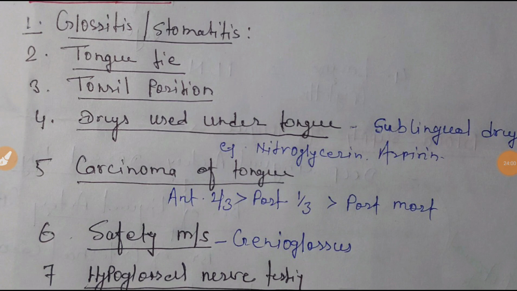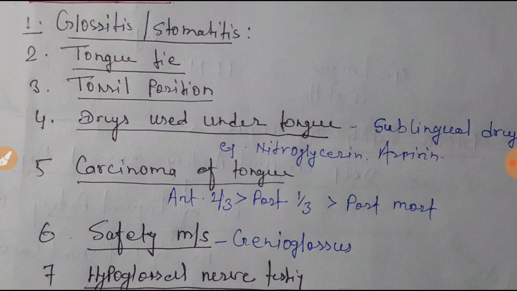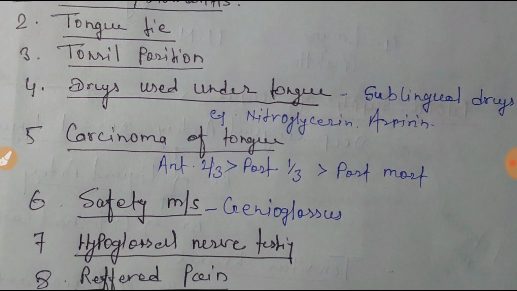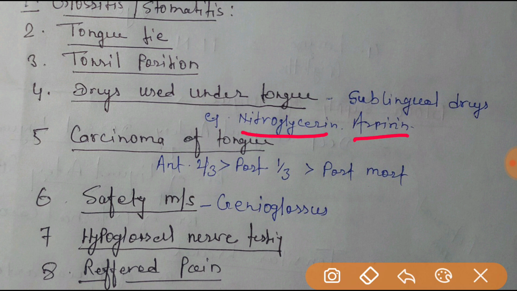The tonsillar position. When a patient becomes unconscious, the tongue becomes retracted back so that a respiratory problem occurs. It can be mechanically retracted to prevent blocking of the oropharynx. Next topic is about the drugs used under the tongue. Many drugs are kept under the tongue, but important among them are nitroglycerin and aspirin, for dissolving of the clot and dilatation of the coronary artery.